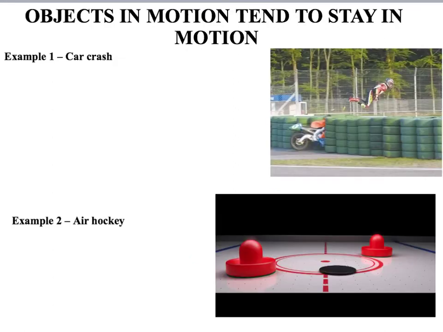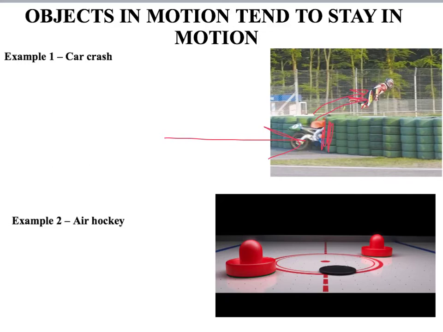Now let's look at some examples of objects in motion tend to stay in motion. One example of that is a car crash, or when you stop your car really suddenly and your body keeps going forward. So here's a guy on a motorcycle, and that motorcycle was going really fast with the guy on it. What ended up happening was the motorcycle stopped really quickly by crashing into these tires, but the guy didn't stop. So the guy stayed in motion, and that's why he went flying off of the motorcycle.